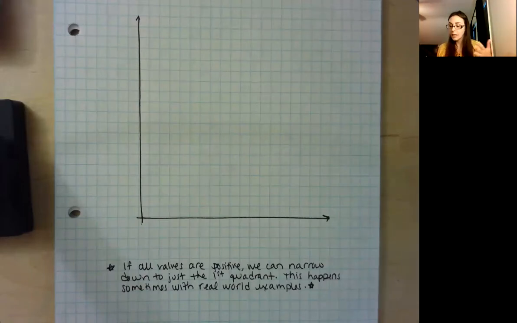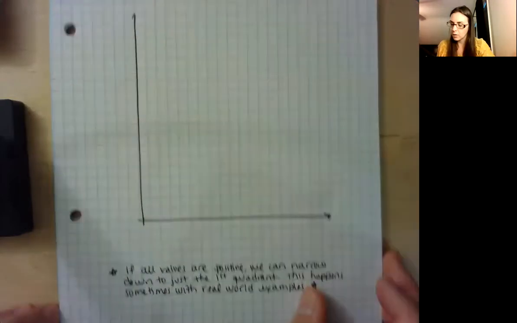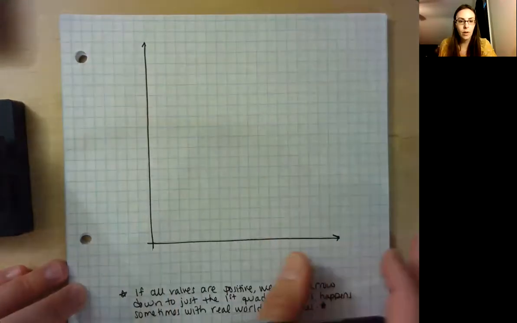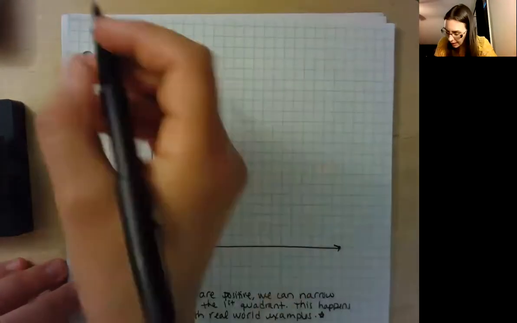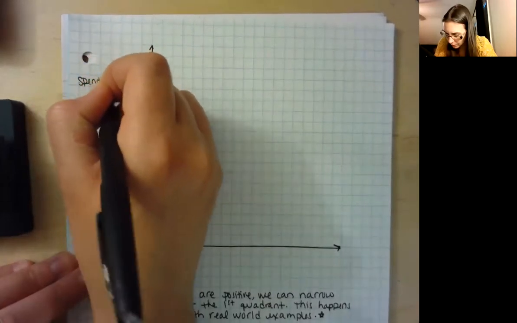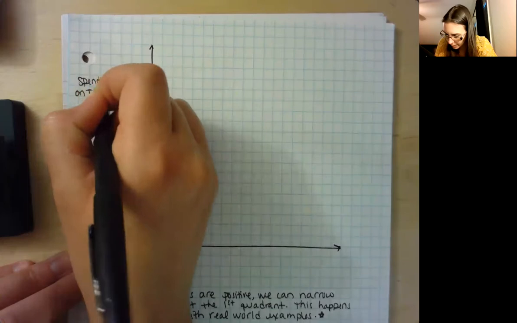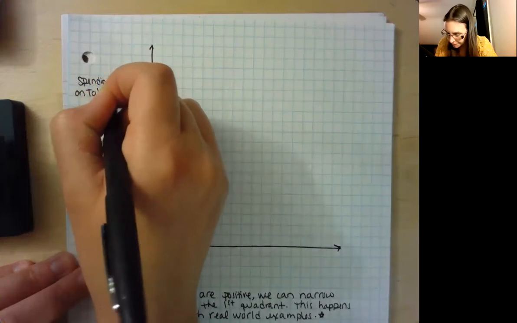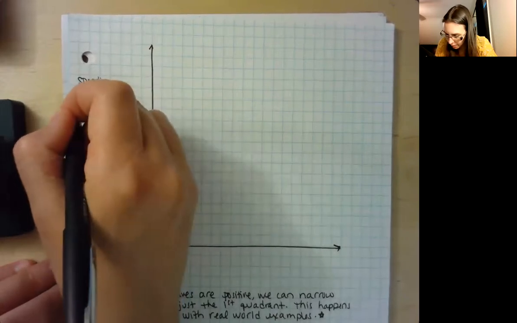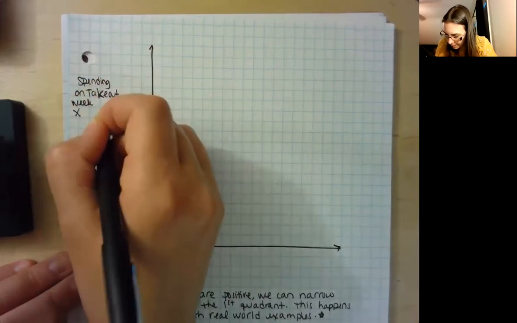So for instance, let's say we're talking about something like, I'm going to try to fit it right over here. So maybe I'm looking at my spending on takeout. And I'm going to let X be the week. I'm going to let Y be my cost.